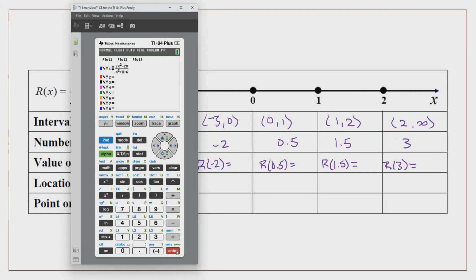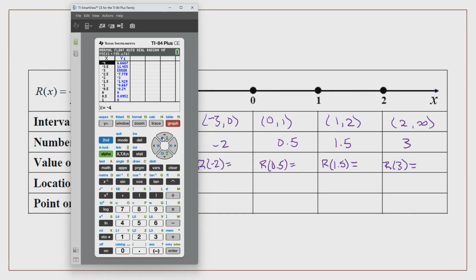All right. Now let's go to table, second graph, and I have some whole numbers, but I also have some decimals. So I need to have my x's go by 0.5. So we'll go second window, and I want my change in the table to go by 0.5. Okay.